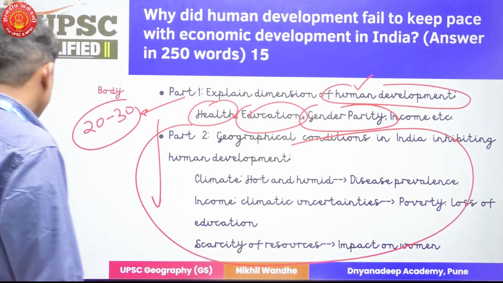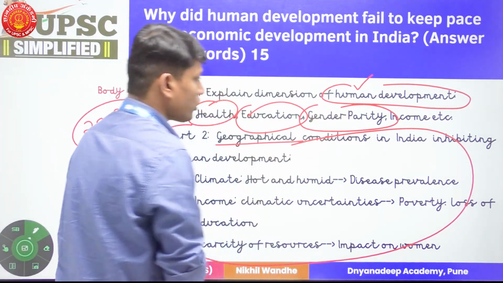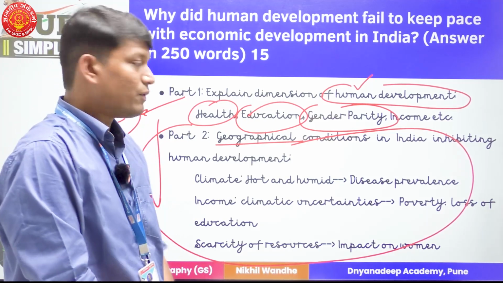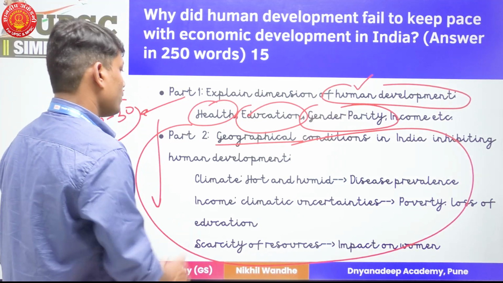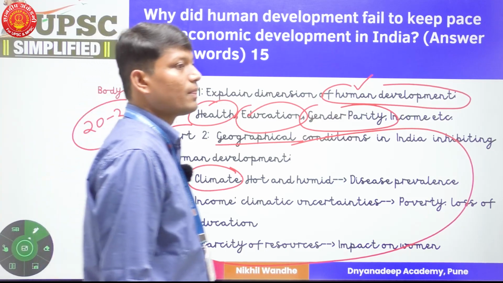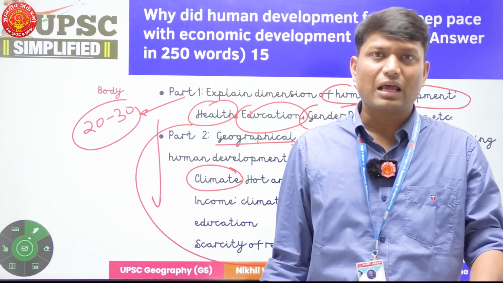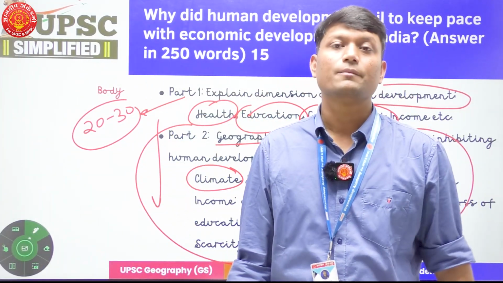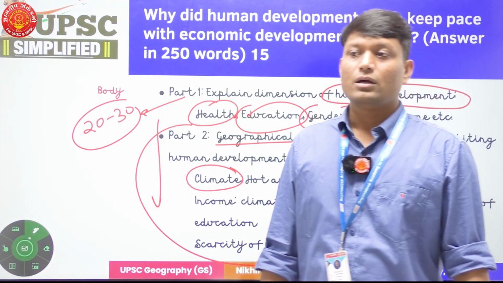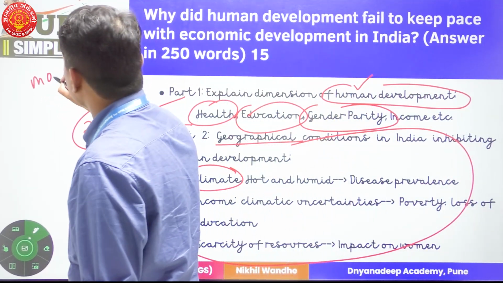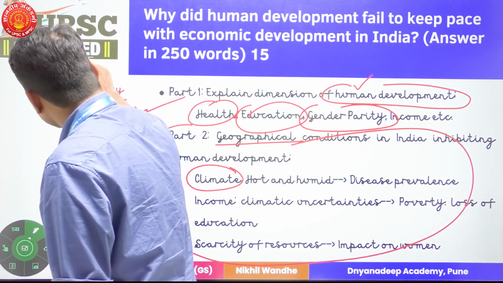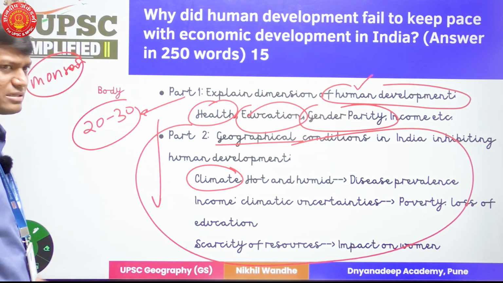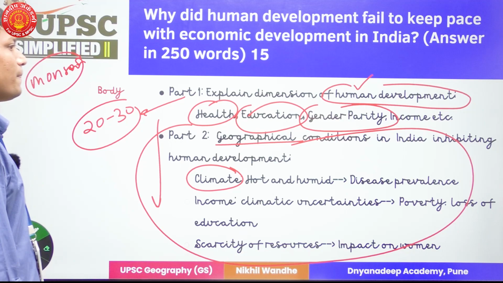Okay, so what I'll do now, I'll enter into geographical reasons. Now when I say geographical reasons, one reason I can highlight here is climate. Look at India's climate. India's climate is simply dependent on monsoon rainfall. India is very much dependent on monsoon rainfall.